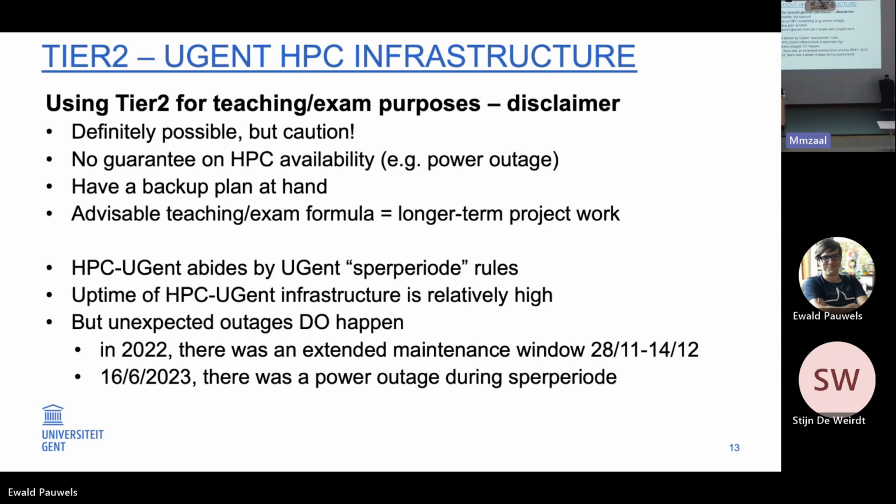But also sometimes accidents happen, software accidents. Sometimes a configuration error leads to an extended downtime. Our uptime, I think our uptime for tier 2 at least, is pretty okay. We abide by the so-called sperperiode rules, which means that during exam periods we don't do interventions or plan maintenance. Anyhow, sometimes during sperperiodes incidents can happen.